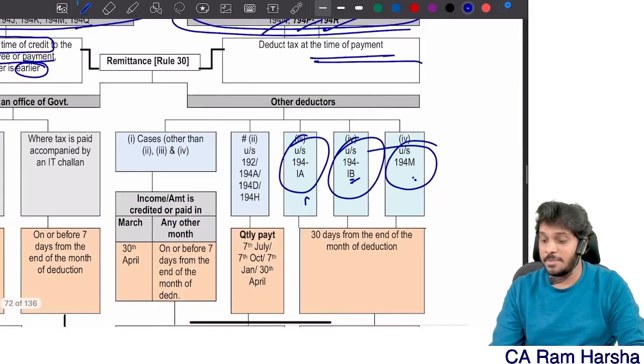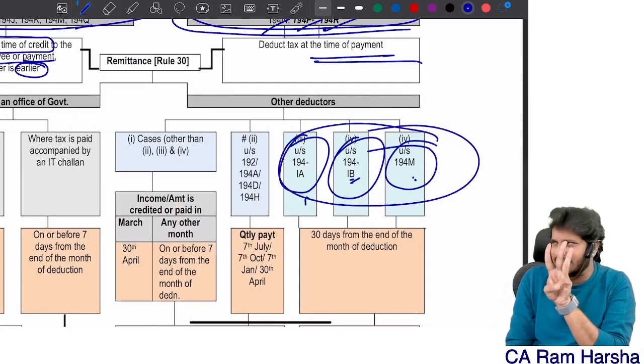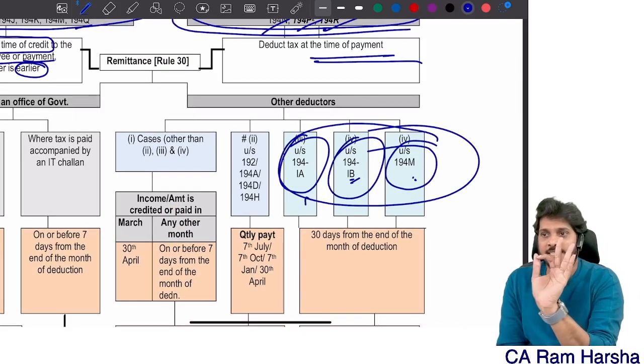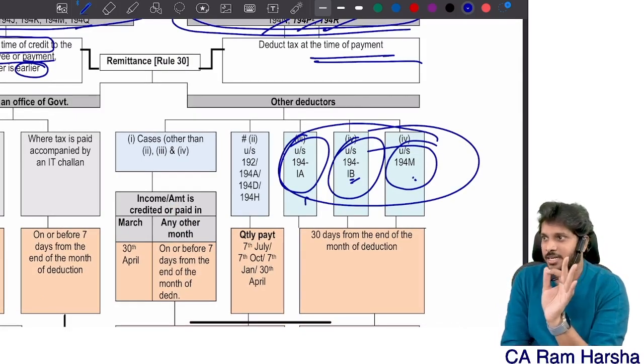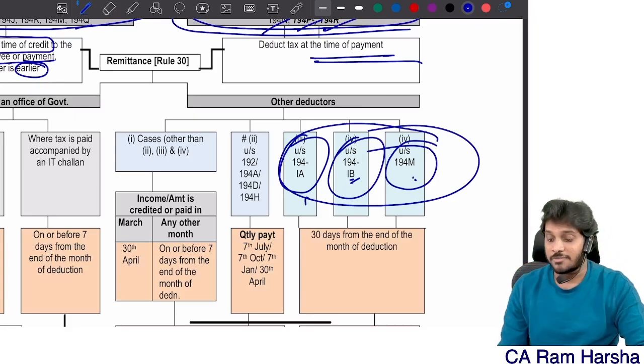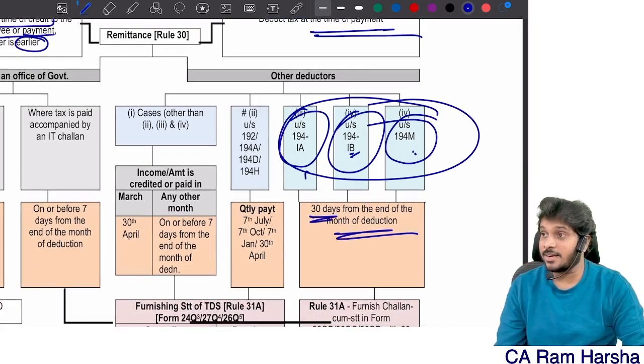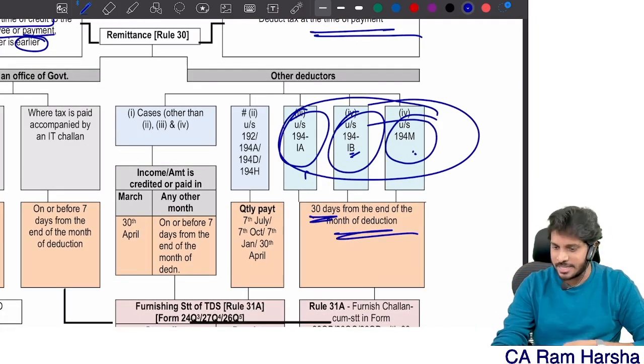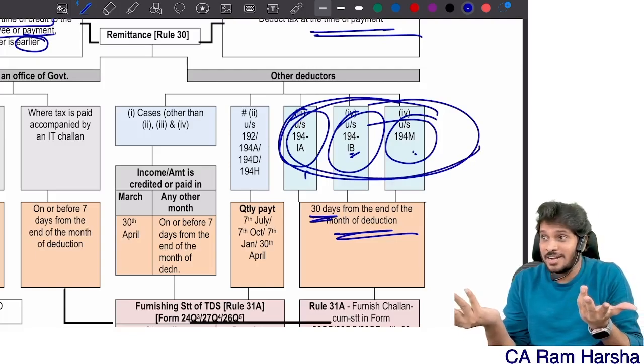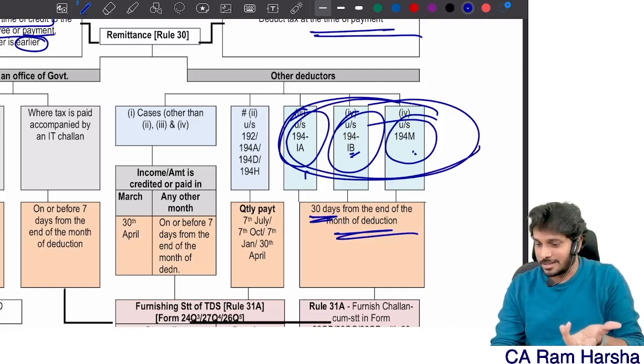What is the time limit for TDS deducted under these 3 sections? Generally, if any TDS is deducted for a particular month under any section, by next month 7th I should pay. But for these 3, it is 30 days from the end of the month of deduction. Because you need not file a TDS return also. For these 3, no TDS return.